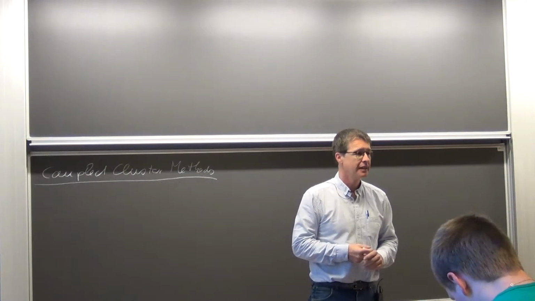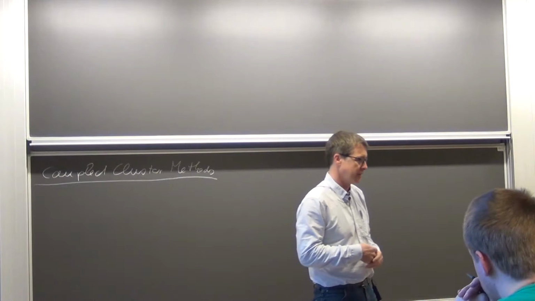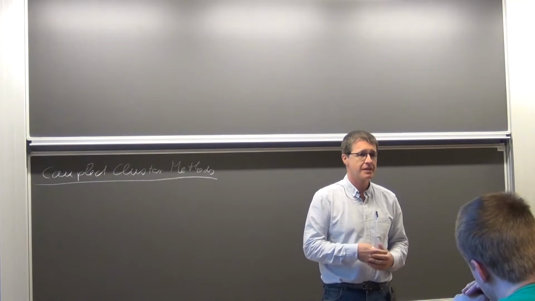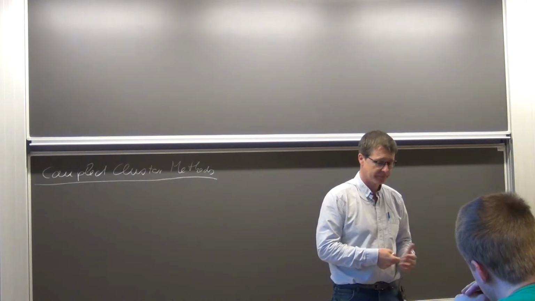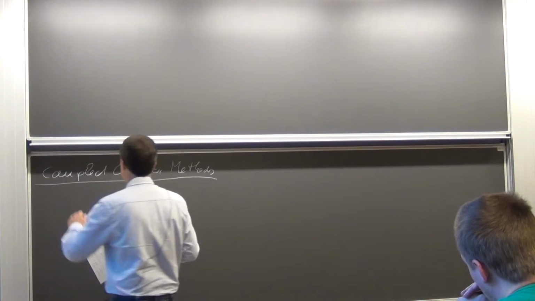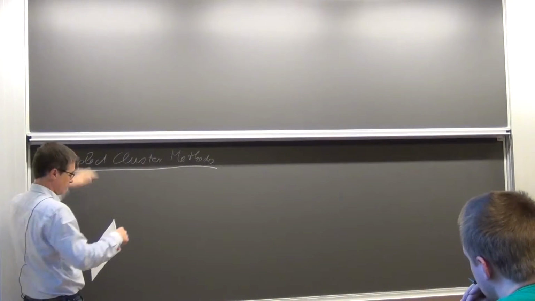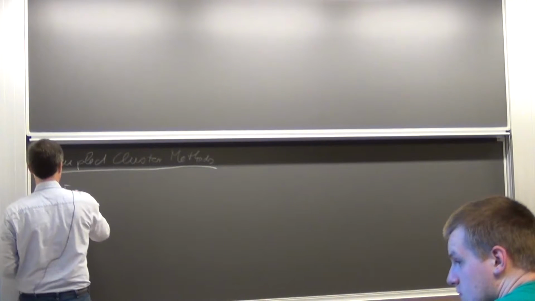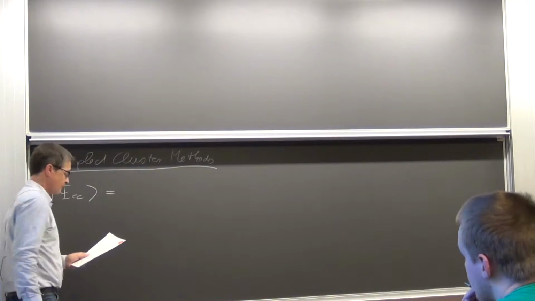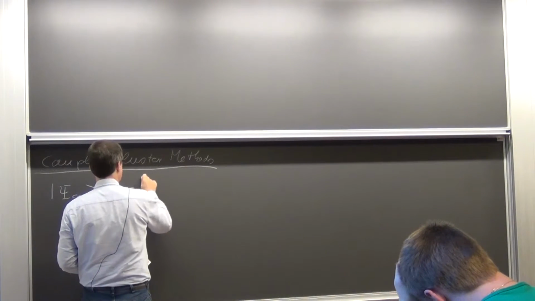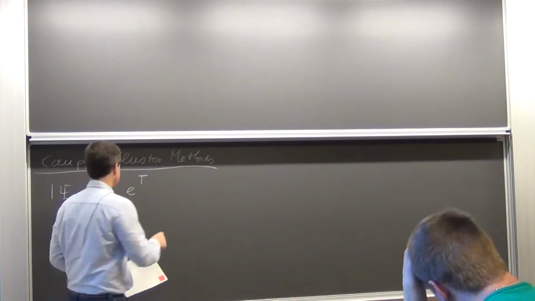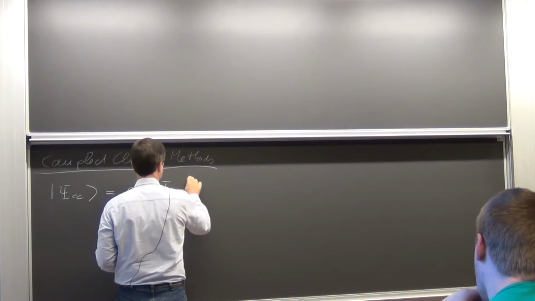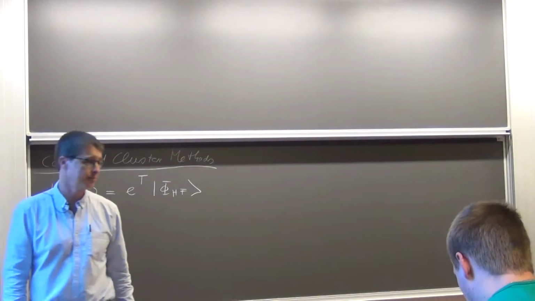It's in a way different from the other methods we talked about, and you will see that in a few minutes. But it's also very similar to perturbation theory. So let's start. What is different is the way one writes the wave function. So the answer for the coupled cluster wave function is that we have this exponential operator acting on the Hartree-Fock Slater determinant wave function.